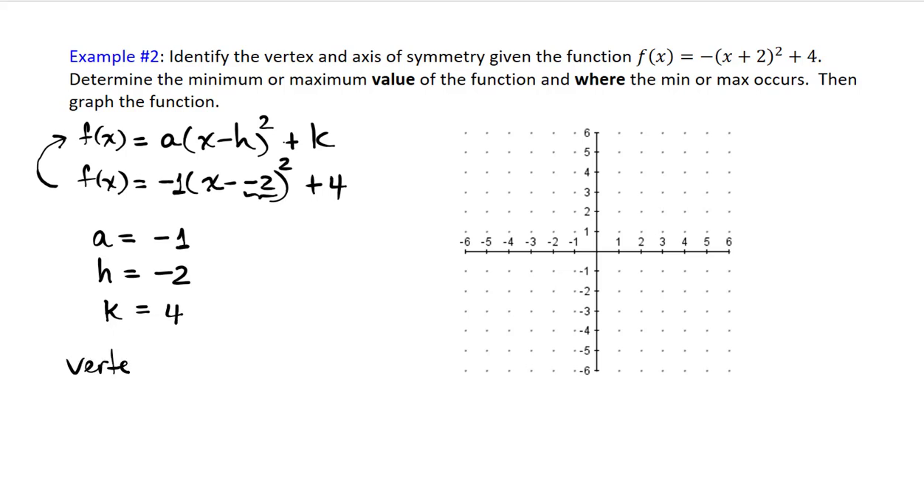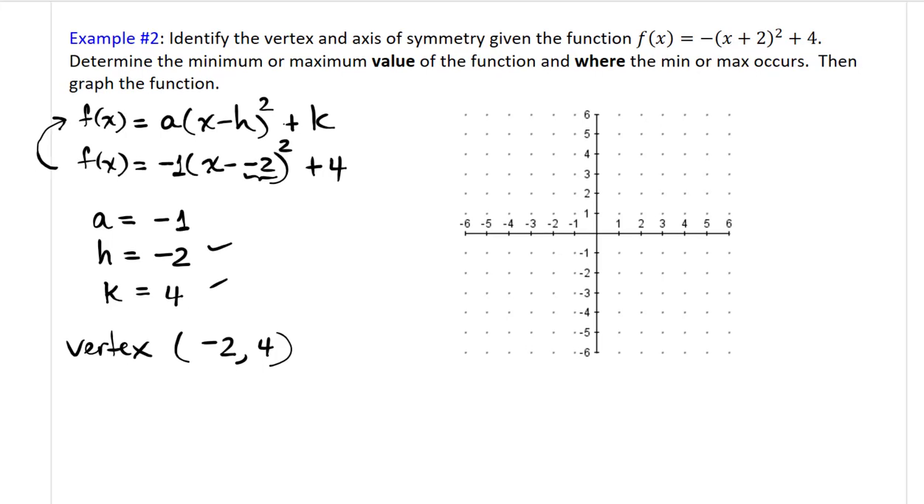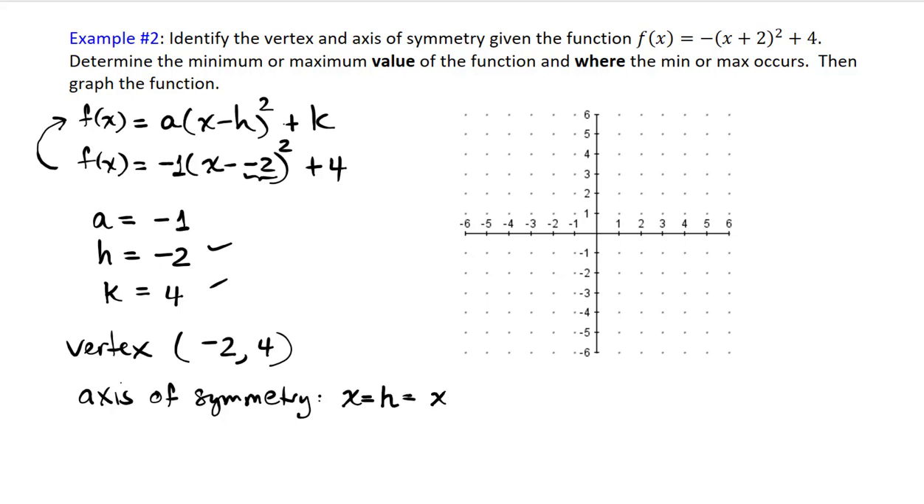The vertex is defined as (h, k), so according to what we have, -2 for h and 4 for k, hence our vertex is (-2, 4). The axis of symmetry is a vertical line that passes through the vertex point. And so, in general, the axis of symmetry is defined as x equals the value h. And hence, this becomes x equals -2.